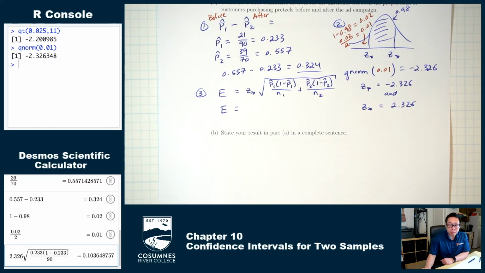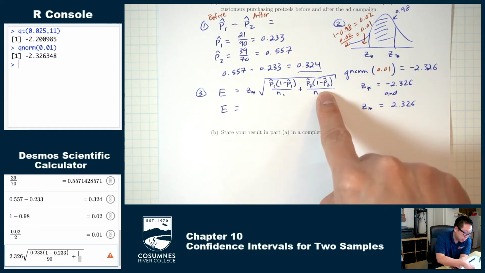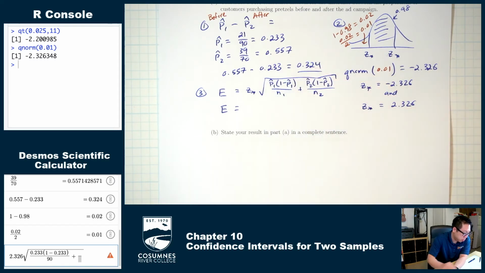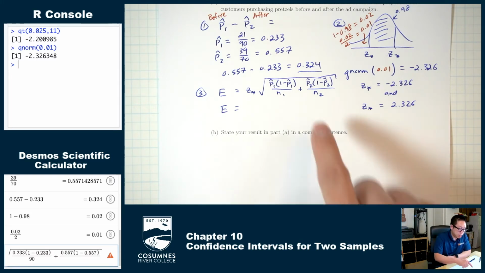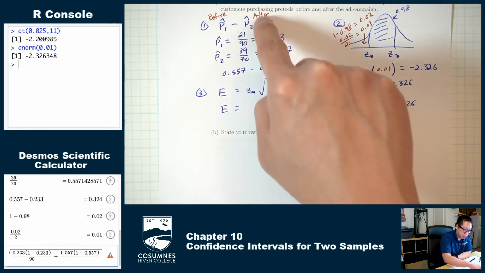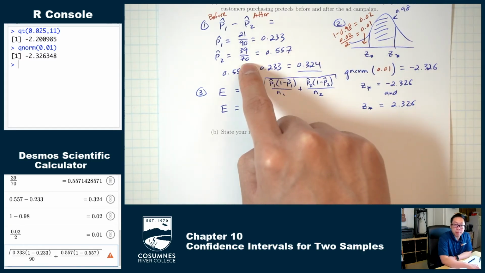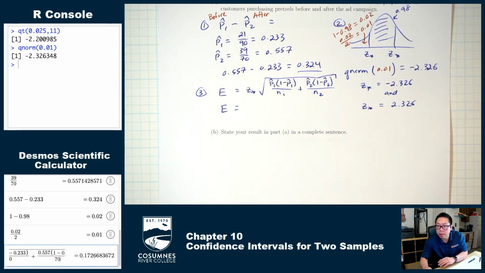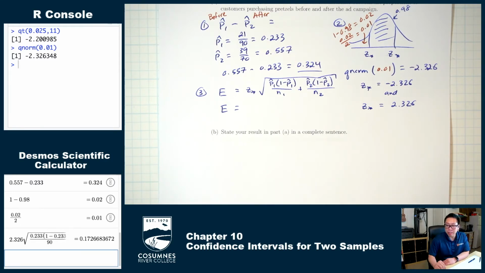Okay, plus. Here's where you want to move your cursor just to the right of the fraction and hit plus. Make sure that plus is inside the square root. Then hit another fraction, and make sure that fraction is also inside the square root. Second fraction, P2 hat. P2 hat is 0.557, parentheses, 1 minus 0.557, over N2, the sample size for my twos. The sample size after was 70. Okay, hit enter, 0.173.